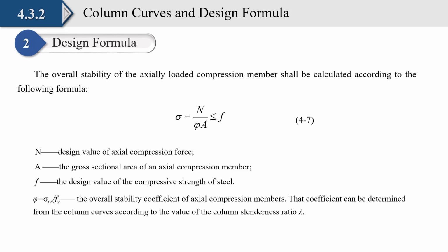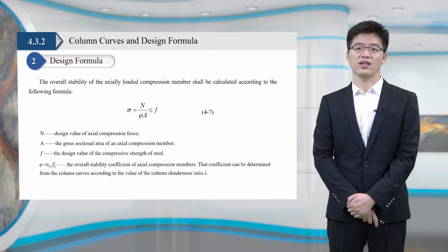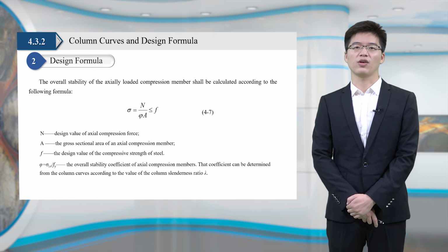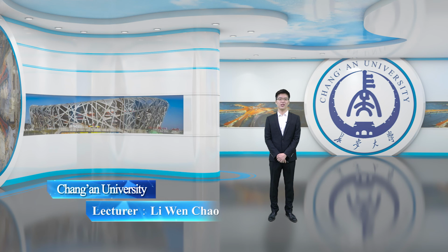In summary, in this lesson, we have learned the section classification, column curve, and the overall stability calculation of the axially loaded compression member. In the next lesson, we will learn the calculation methods of local stability of axially loaded compression members. See you next time.